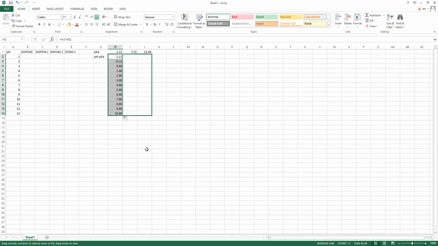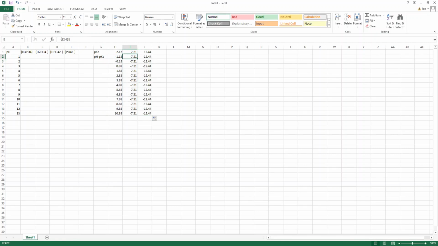And we can also drag this over and get the same thing, although, as I dragged it over, that's wrong again, because it also moved A. So we don't want it to move A, so we can go in here and say, don't change A. So we put that $ sign in front of the A. And now when we drag it over, it will change appropriately. So here we have all of our pHs minus our pKa.